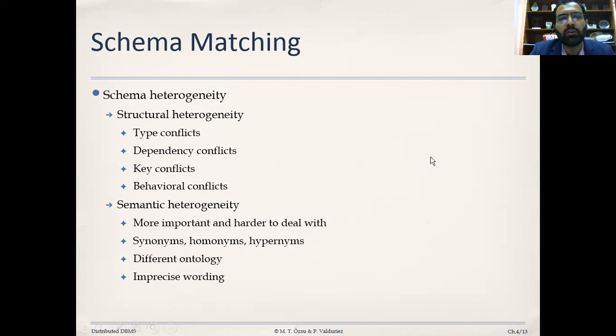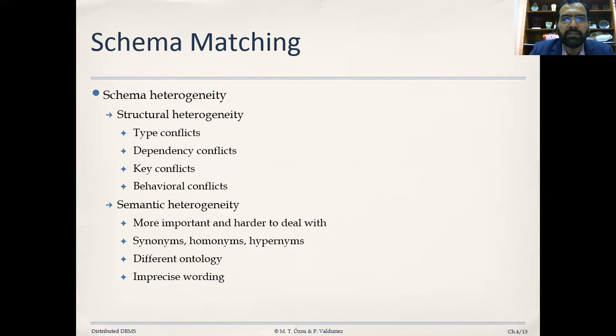Number two, the dependency conflict. The dependency relationship among various attributes might be different in various schemas when we're talking about the local conceptual schemas. Then there might be a key conflict. It is quite possible that when we are matching the schemas, in one schema the key of the given relation is different. For example, employees are represented with a different key in the other schema. Similarly, projects are represented with a separate key in one relation and a different key in another relation.